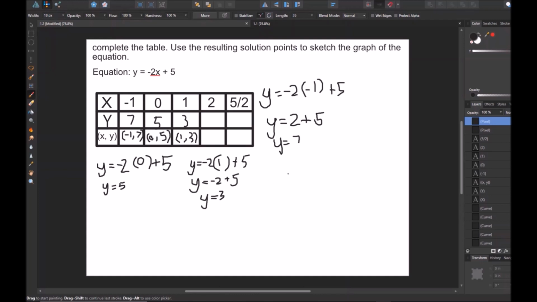And then for the x value 2, we're just going to do the exact same thing. y equals negative 2 times 2 plus 5. So negative 2 times 2 is negative 4, plus 5, and negative 4 plus 5 is just 1. So our ordered pair is going to be (2, 1).